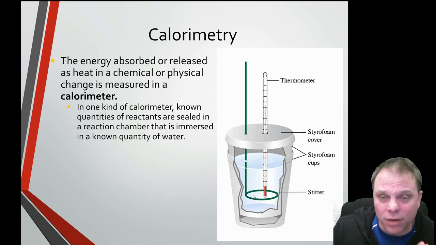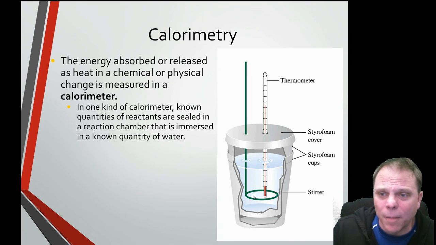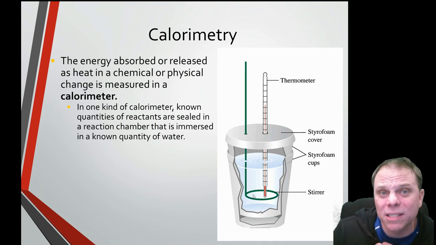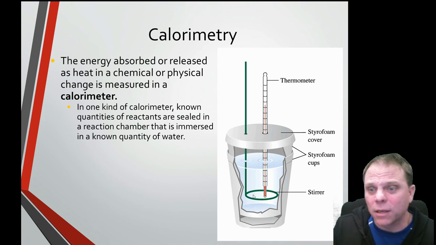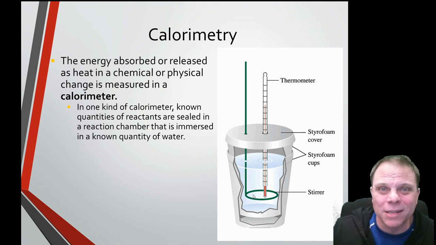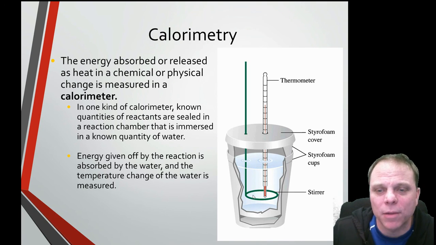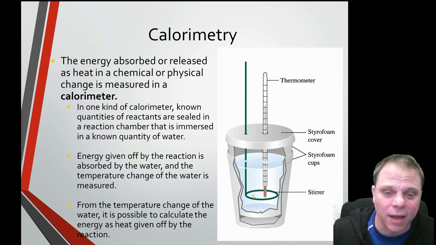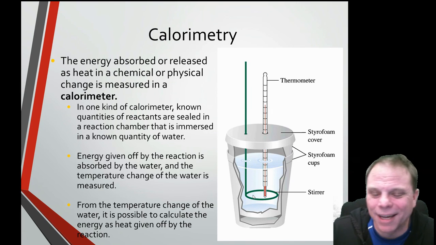Anyway, the calorimeter is going to measure the heat energy absorbed or released in a chemical or a physical change. In this case, it's just a physical change. We probably have something inside like ice, and maybe we were melting some ice to see how much energy was being absorbed by the ice. We would see that the temperature of the water would drop, and because the temperature dropped so many degrees, we could look at the specific heat of water and figure out how many joules of energy there were in that. So energy given off by the reaction is absorbed by the water, and the temperature change of the water is measured. From the temperature change of the water, it's possible to calculate the energy as heat given off by the reaction. And this is a lab that we typically do in chemistry.